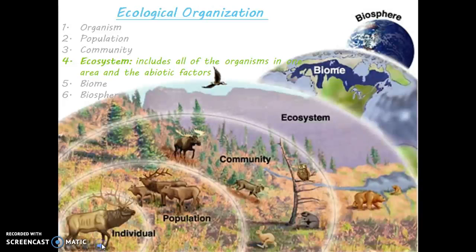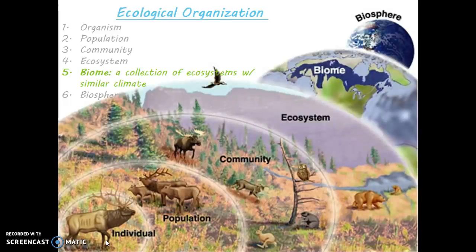Now, if I add in the abiotic, the non-living factors, the climate, the temperature, the water, the air, and I figure out how those things interact with all of the living species, that's what we call an ecosystem. Now, if I take a look at all of the ecosystems that have similar climates all across the globe, that's what we call a biome. So think of all of the rainforests on the planet. The rainforest is considered a biome.